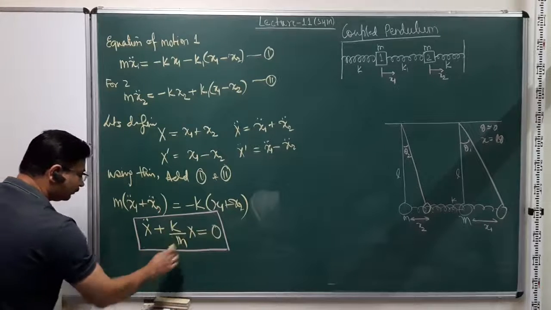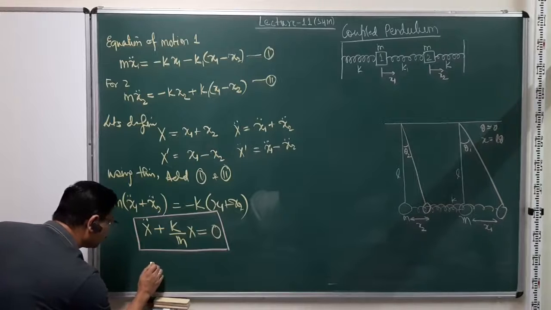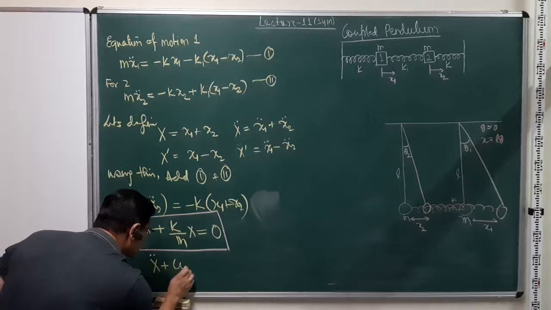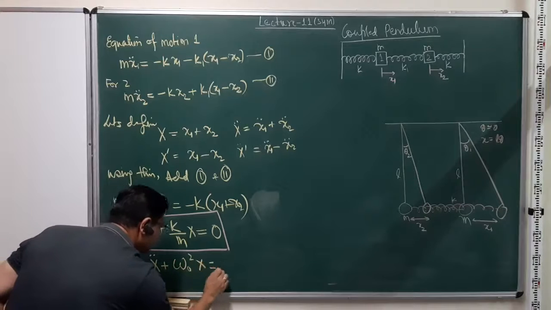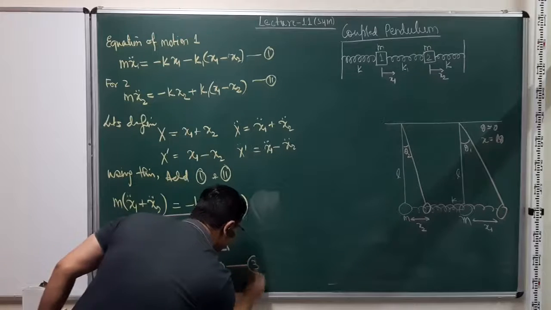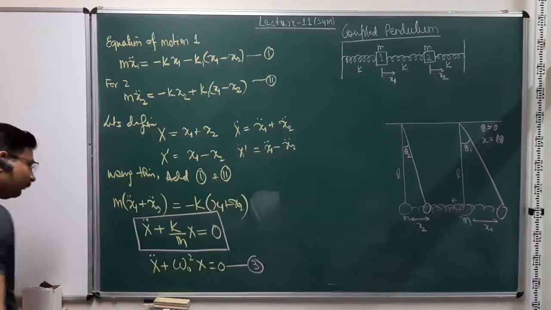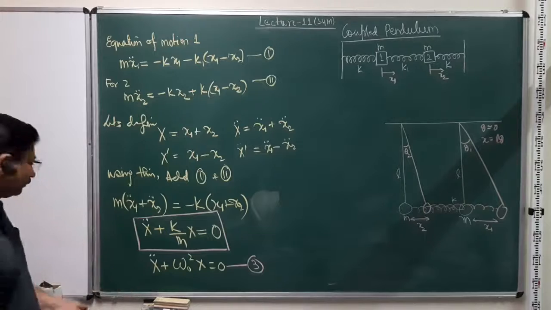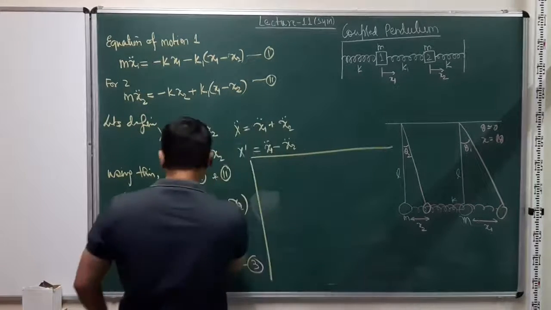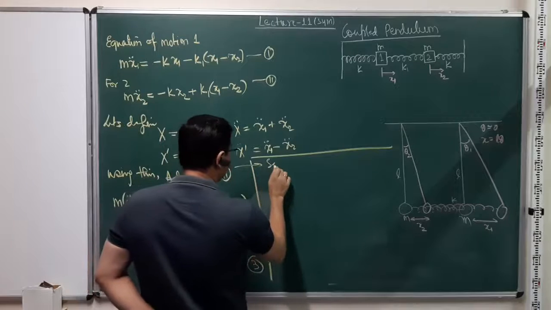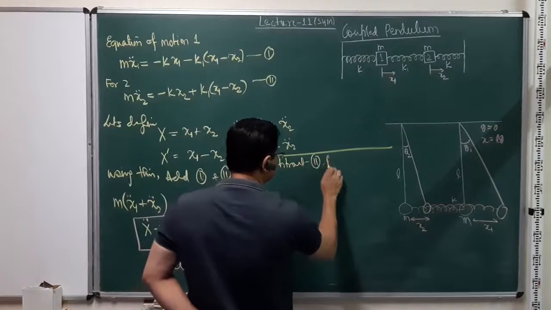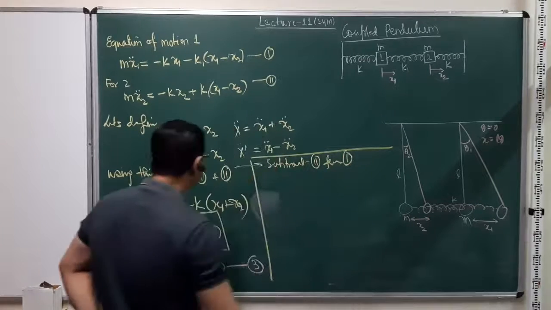So I'll write this down more nicely in the way that x double dot plus omega naught square x equal to 0. So this is my next equation, number 3. And we know its solution. We can also, from here, subtract 2 from 1.